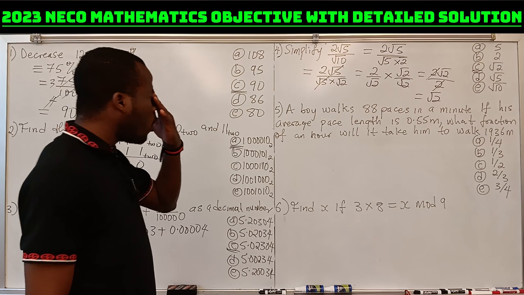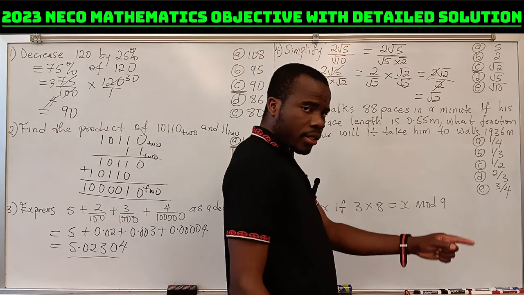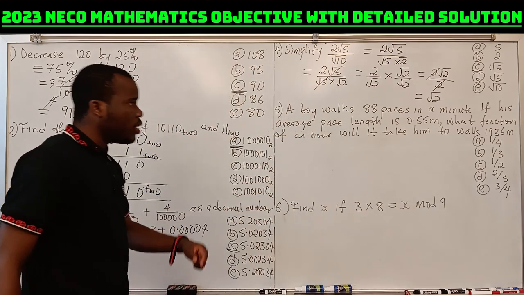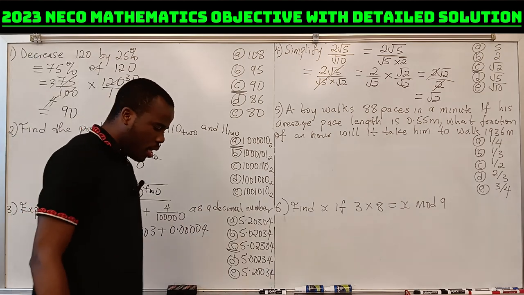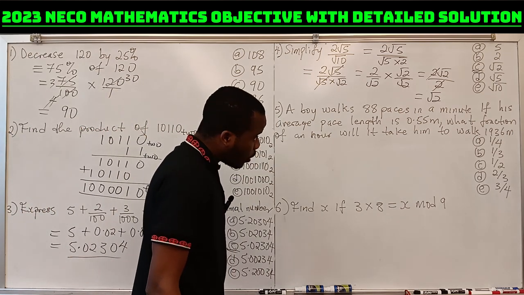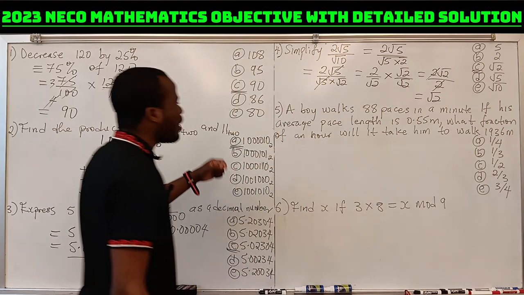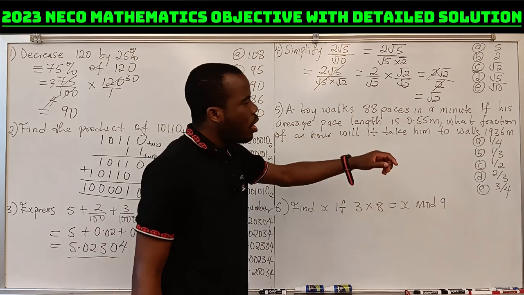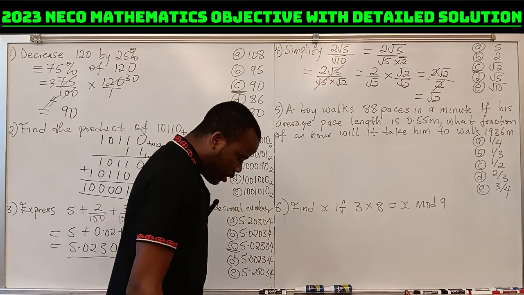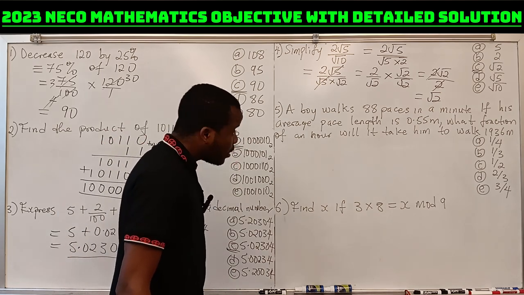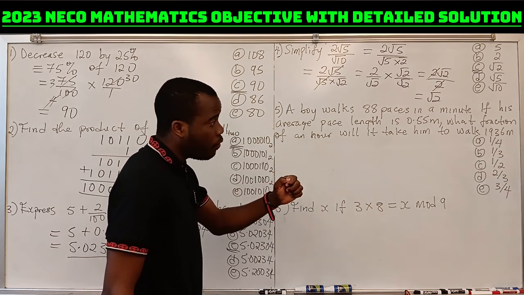Question 5 says a boy walks 88 paces in a minute. If his average pace length is 0.55 meter, meaning just a pace length like this is 0.55 meter, which is like 55 centimeters, what fraction of an hour will it take him to walk 1,936 meters? So his average foot pace is 55 cm, which is 0.55 meters.